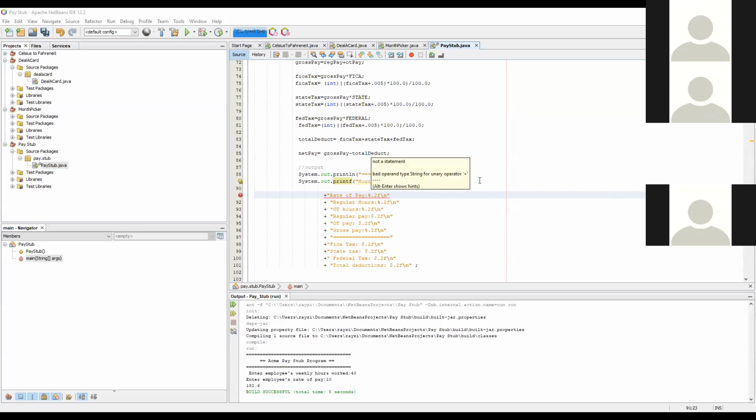Okay, so you got blah, blah, blah. And so hours work, and then rate of pay. Okay, so you got an error here, right? What does it say? Bad operand type, string for unary operator. Huh, that's weird.